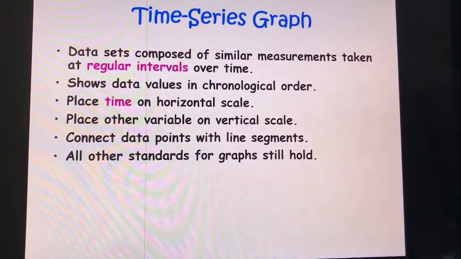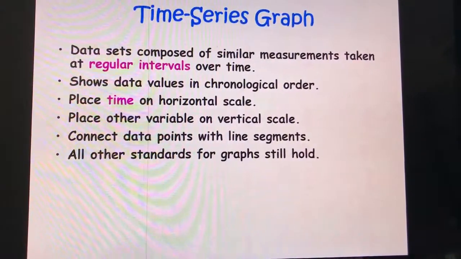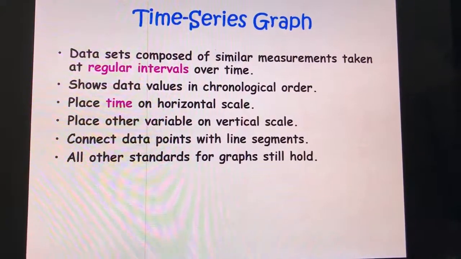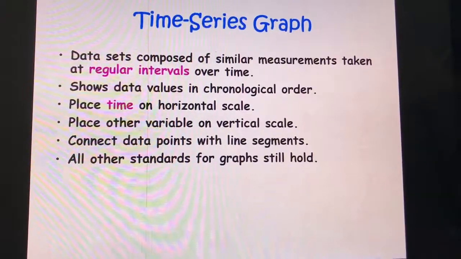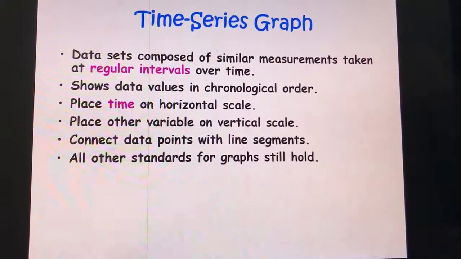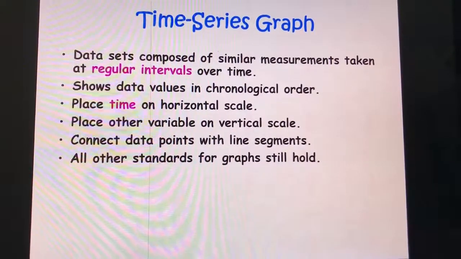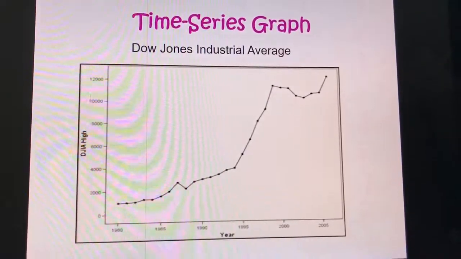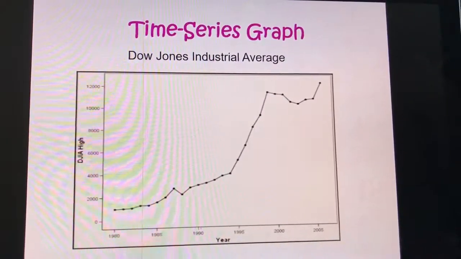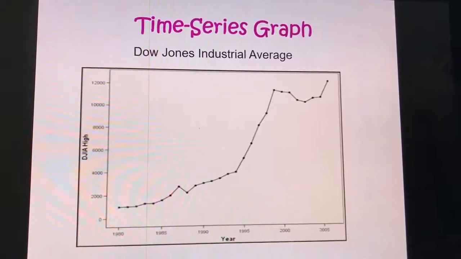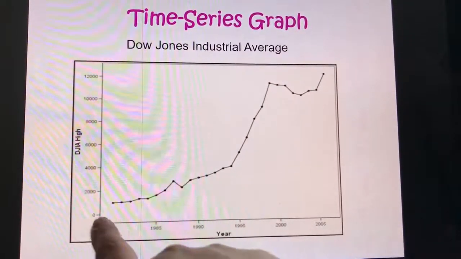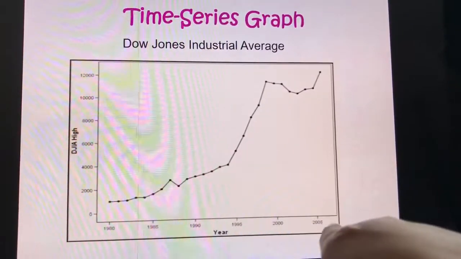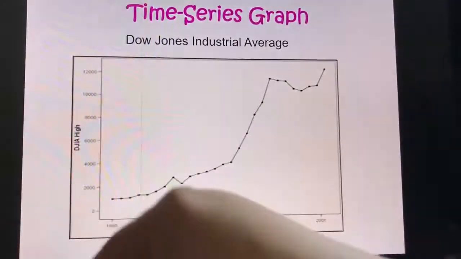A time series graph is data sets composed of similar measurements taken over regular intervals over time. It does go in chronological order. Time is always on the horizontal scale, and whatever you're talking about is on the vertical scale. For instance, this one's the Dow Jones. It shows you over these years. And like I said, time is always the horizontal.